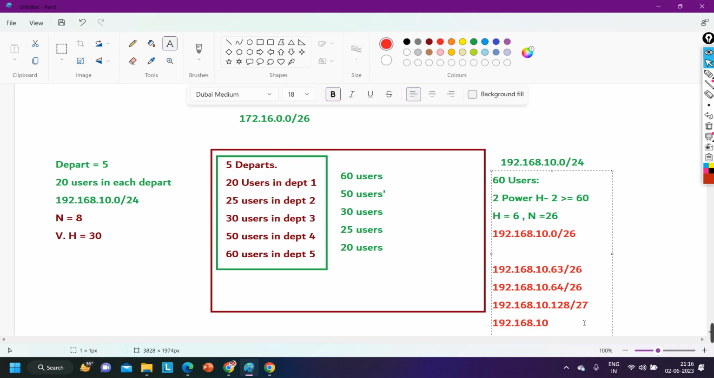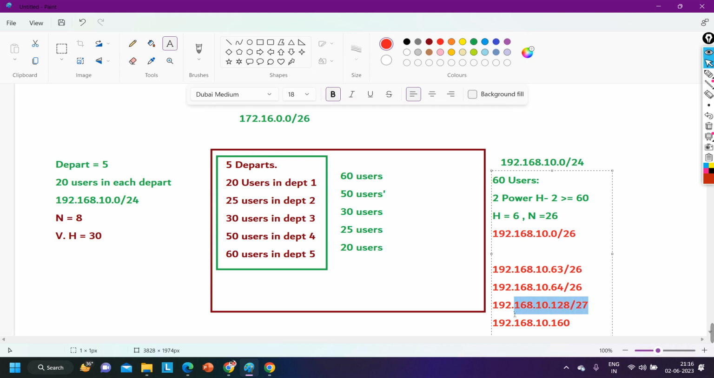192.168.10, dot what? 160. 127 means 2 to the power 4, so the block size will be 128 plus 64. Then block size will be what? 32. So the next network will be 160.